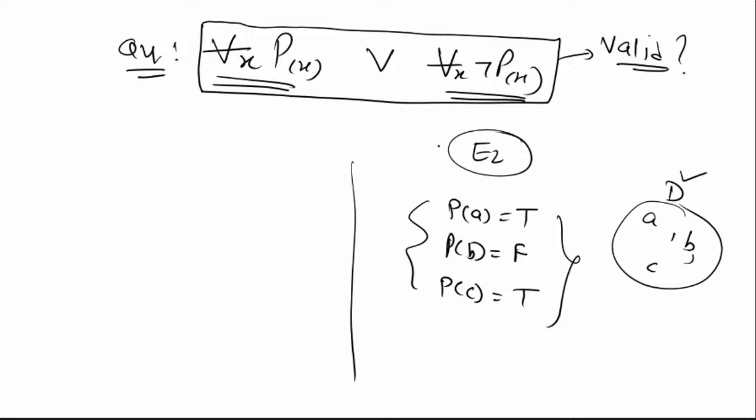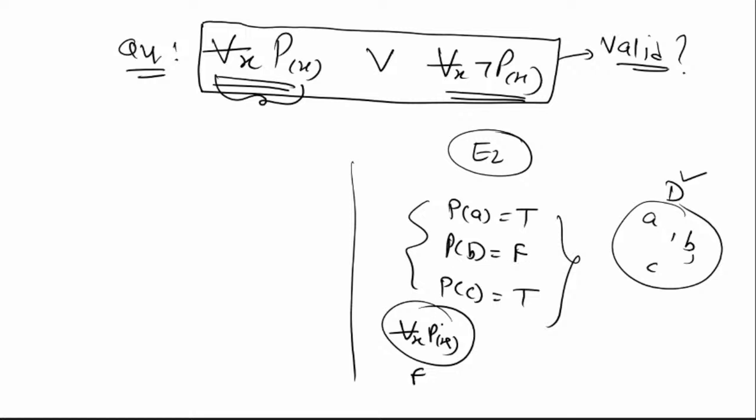Now, in this environment E2, you can see this Q4 will become false. Why? Because in this interpretation, this for all x P(x) will become false. So this first part, for all x P(x), will become false because P(B) is false.